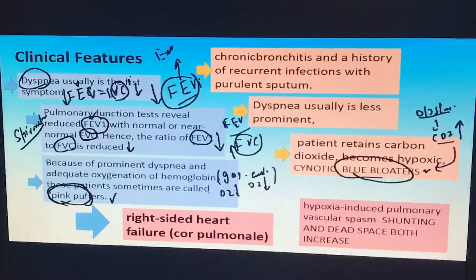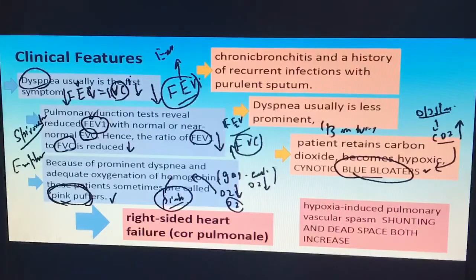This little oxygen will rapidly bind with hemoglobin. When your body has little oxygen, it is rapidly bound because hemoglobin's affinity is high, and hemoglobin bound with oxygen gives you a pink color. That's the pink puffer. The pink puffer belongs to emphysema, and the blue bloater belongs to bronchitis. If bronchitis is prominent, then blue bloater. If the pink puffer color is there, it means emphysema is more prominent.